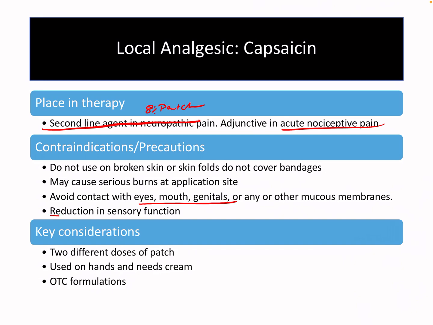It has been associated with some reduction in sensory function as well, and you should try to avoid it in areas where the patient has decreased sensory function, such as in patients with diabetic foot infections. If you do use the agent, you do want to make sure that you use close monitoring. It is important to remember that there are the 2 different doses of the patches and they both get dosed differently. It can be used on hands and knees. Sorry, that says knees. For the cream, and it does come in OTC formulations.